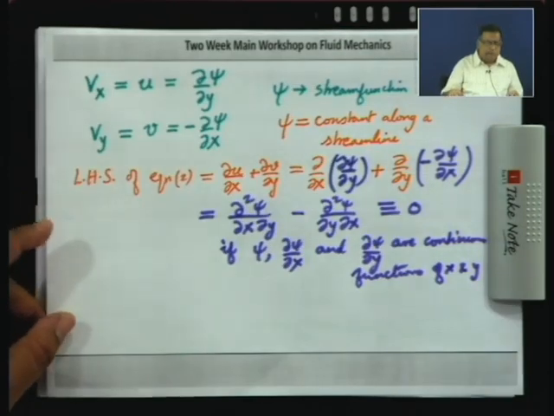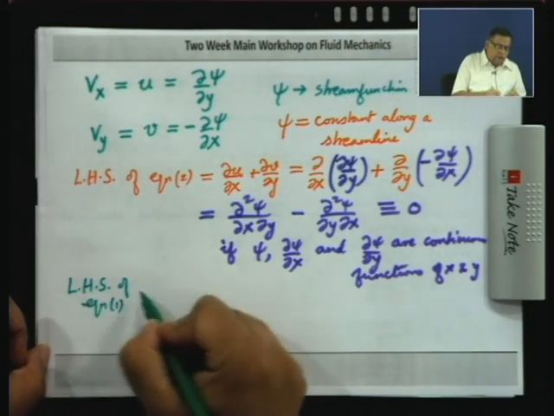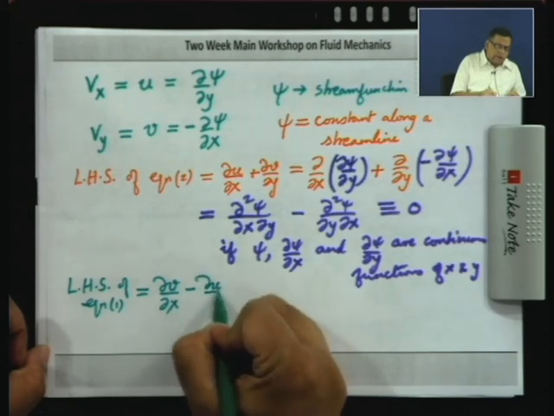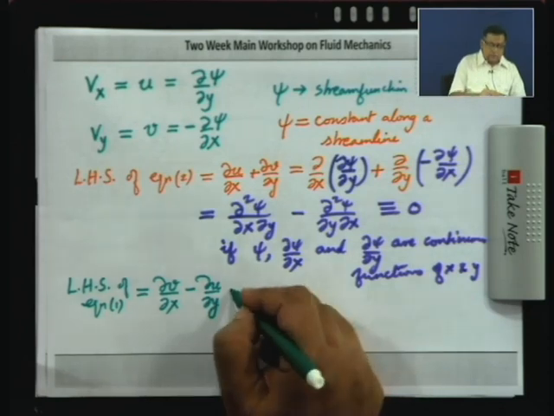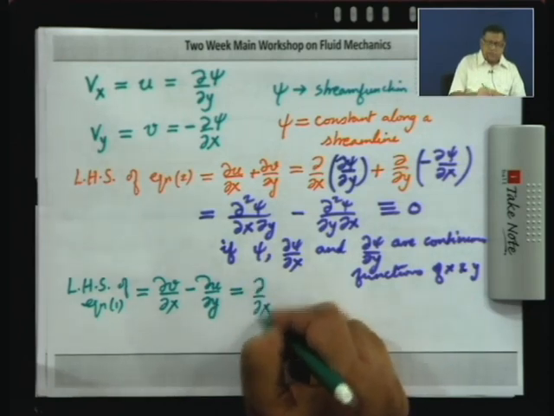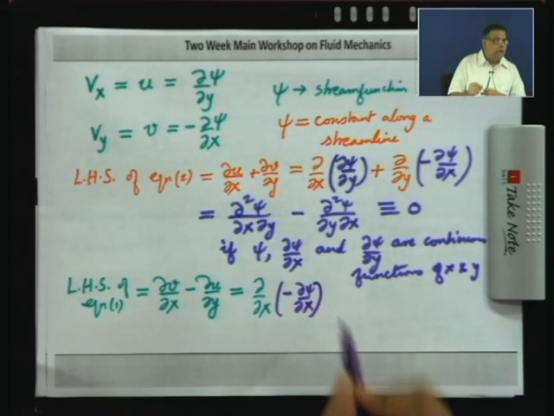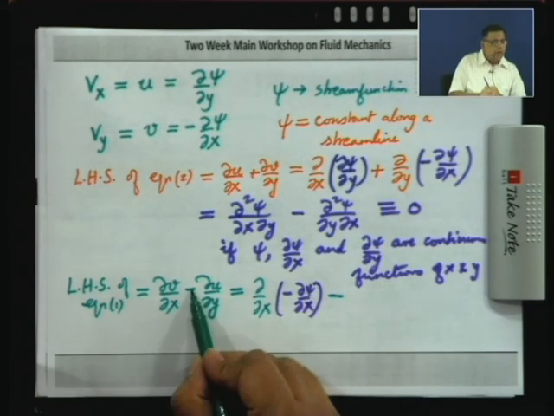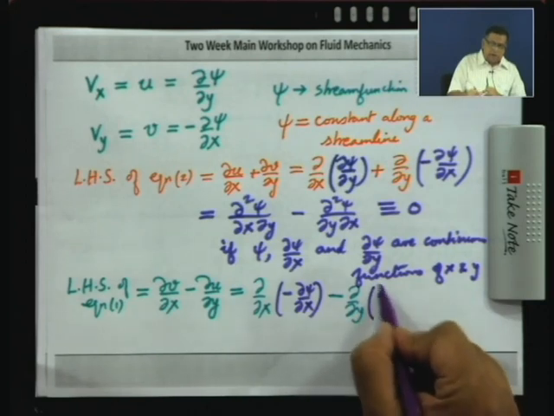So, let us now look at left hand side of equation 1. Left hand side of equation 1 is del v del x minus del u del y. This is the vorticity, which is 0 for this case. Now, this I can write as del del x of minus del psi del x, where I have used the fact that v is minus del psi del x, and then you have a minus sign here and you have del del y acting on del psi del y.